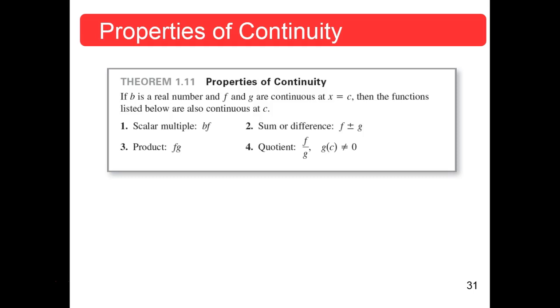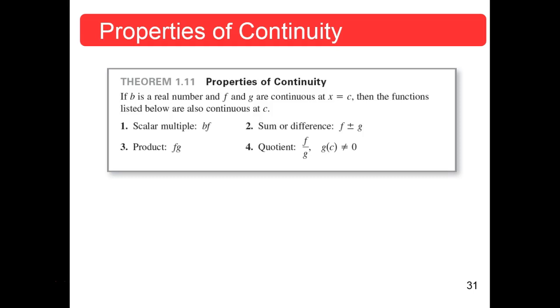If F and G are both continuous at C, then the sum and the difference of those functions are continuous at C. The product function, F times G, will be continuous at C, and so will the quotient function, as long as G of C is not equal to 0, because you still can't divide by 0, no matter what kind of continuity you have. So as long as G of C is not 0, the quotient is also a continuous function, which will be very nice for us to use in the future.